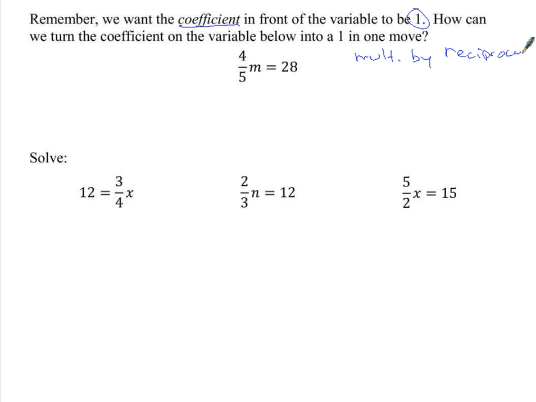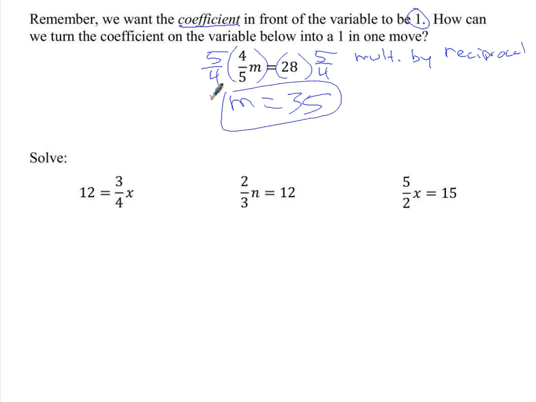The reciprocal of 4/5 is 5/4. So I'm going to multiply both sides here by 5/4. Now here, 4/5 times 5/4 becomes 20 over 20, which is 1. And I'm just left with m equals. Now over here, I do have a little bit tougher work to do. 28 times 5 divided by 4 is basically what that says, or you could do 28 divided by 4 first and then times 5. I think 28 divided by 4 is easier. That's 7. 7 times 5 is 35. So there's your answer.